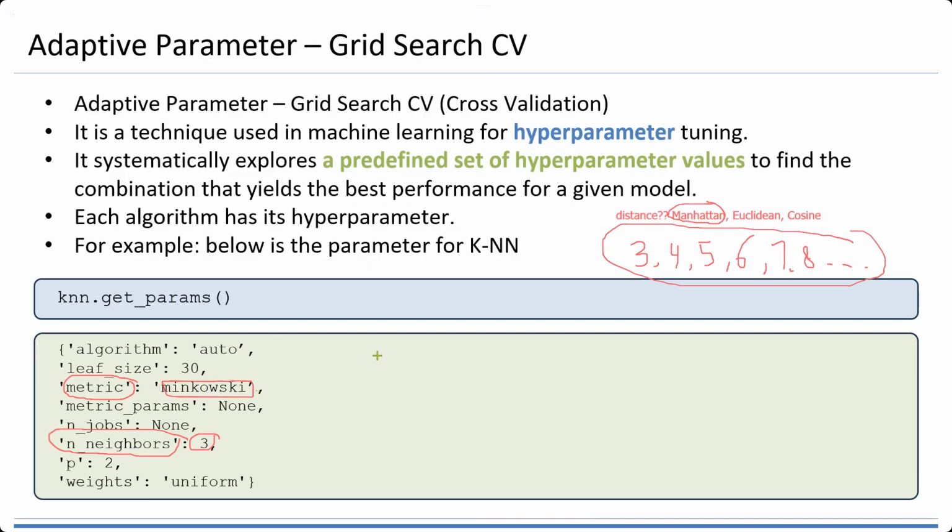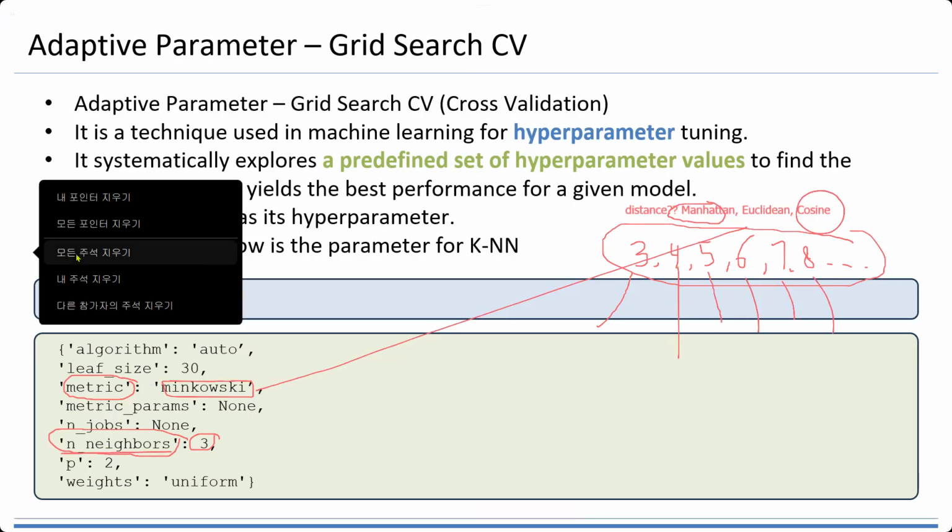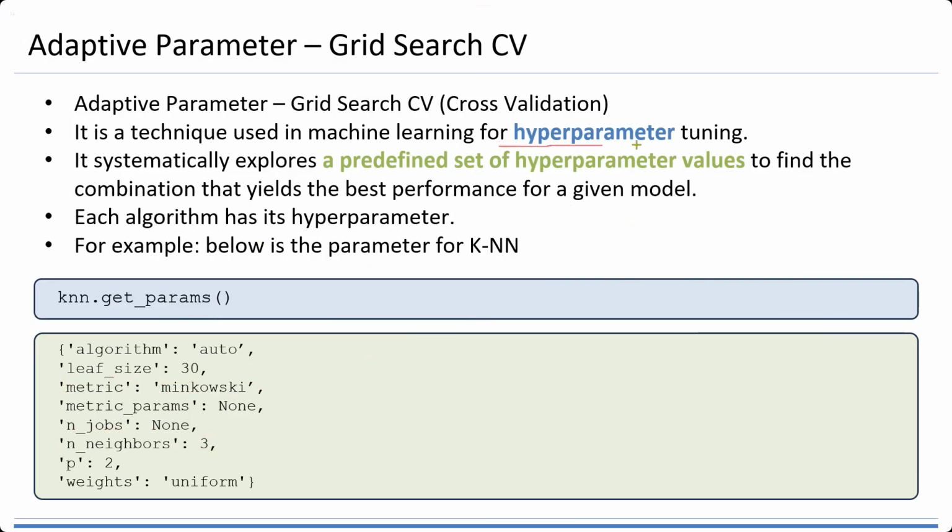If I use Minkowski, is it better than Euclidean? Or is it better than cosine similarity? If I use n neighbors equals 3, is it better than 4? Is it better than 5? Is it better than 6? Is it better than 7? Or is it better than 8? You do not know. Then we need to do the hyperparameter tuning.